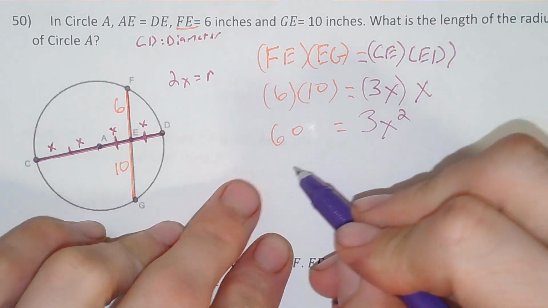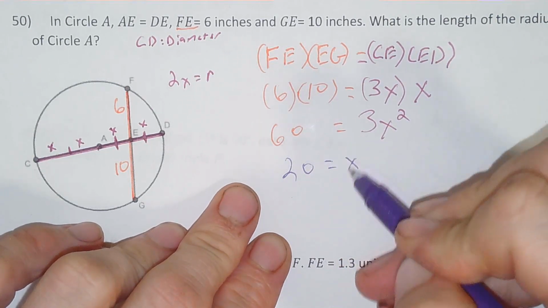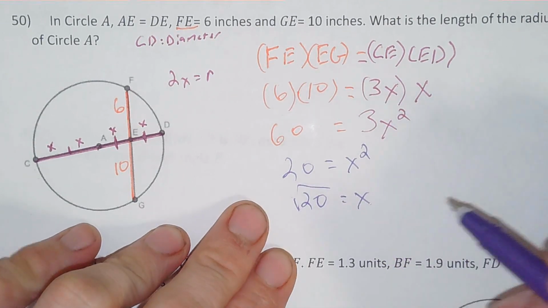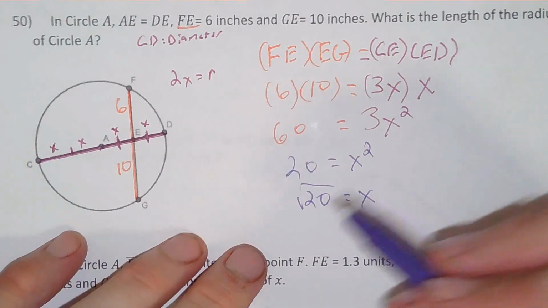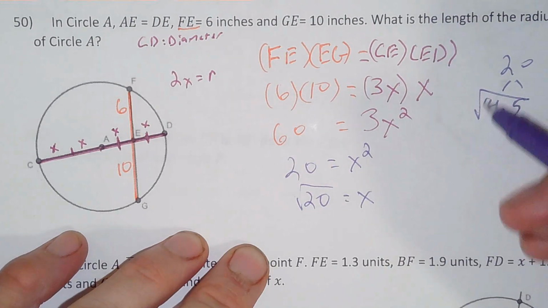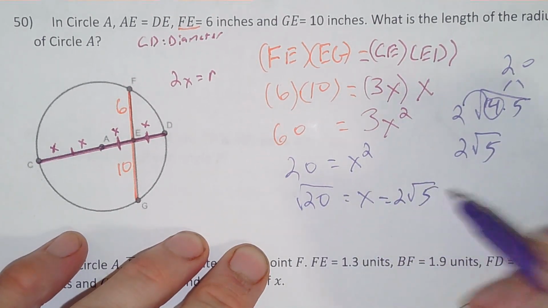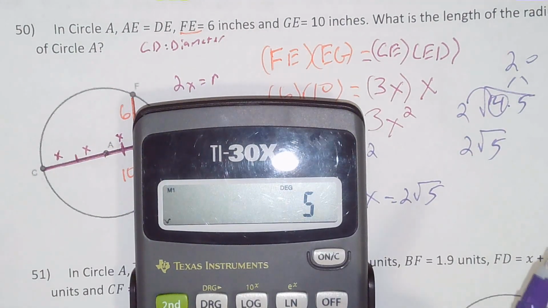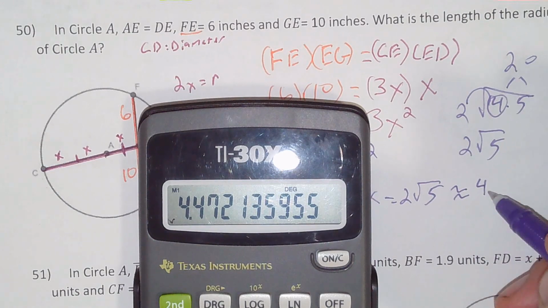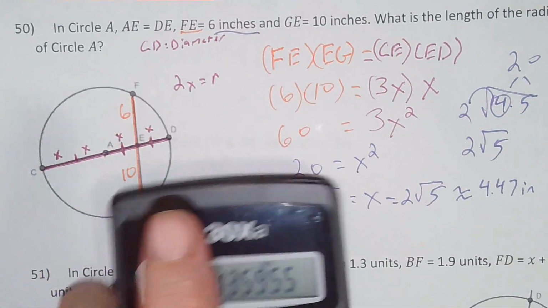All right, so what we have to do next is take 60 divided by 3, so it's going to be 20 equals x squared. And then x equals the square root of 20. 20 breaks down into 4 times 5, so the 4 would come out as a 2. So x equals 2 square root of 5. And 2x is approximately 4.47 inches, because that's what we're talking about, inches, this whole time. Okay, so that is that one.